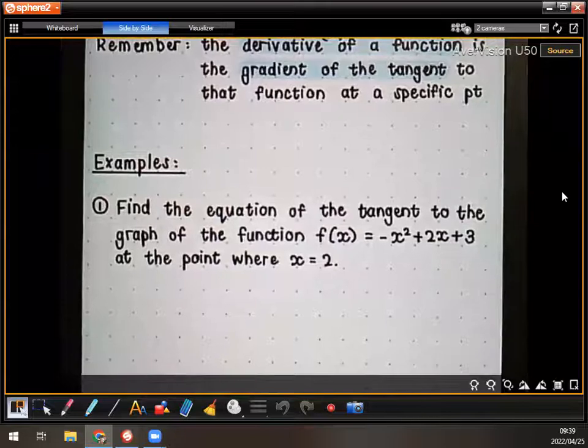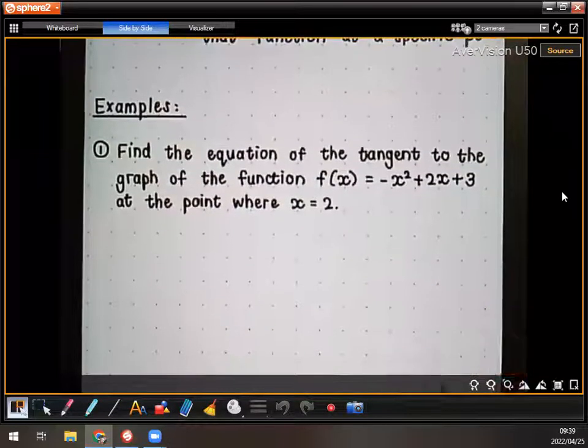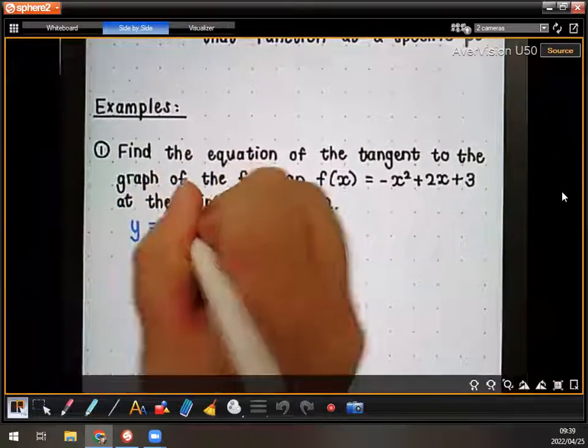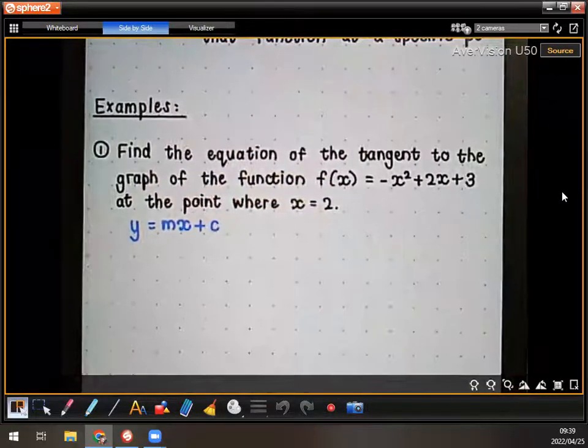Now guys, what I suggest is just for the first one, we write y equals mx plus c. That's what we're going to have to do. We need to find that type of equation. A tangent is always a straight line, so it's always going to have that type of equation.